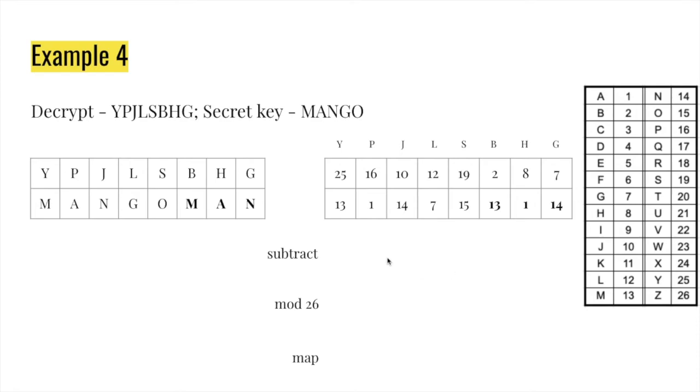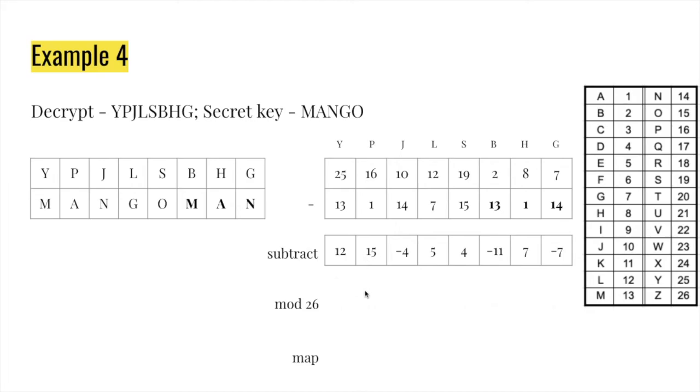Let's do a subtraction. So we have 25 minus 13 as 12, 16 minus 1 as 15, 10 minus 14 as minus 4, and so on. Now next, we need to find the modulus 26 of these subtracted values. So 12 and 15 are pretty straightforward because in both the cases the quotient is 0. So 12 mod 26 is 12, 15 mod 26 is 15.